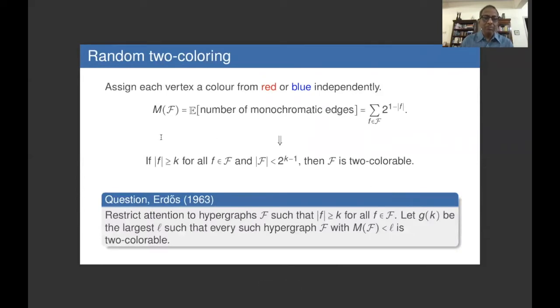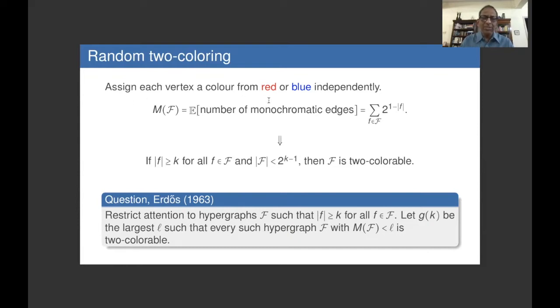So the focus of this talk is not the computational or complexity-theoretic results surrounding two-coloring of hypergraphs. We'll focus on a certain combinatorial problem associated with two-coloring, which arises out of random coloring methods for hypergraphs. So a natural way of two-coloring hypergraphs is the following.